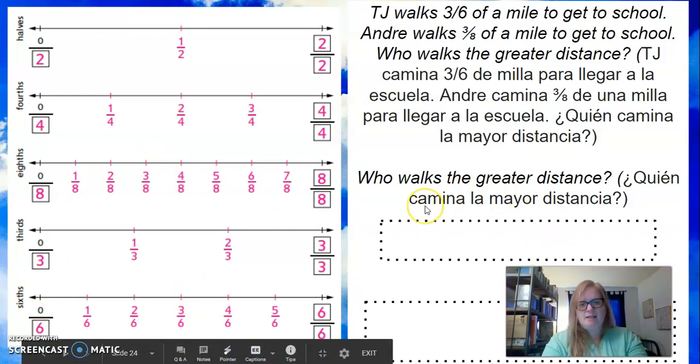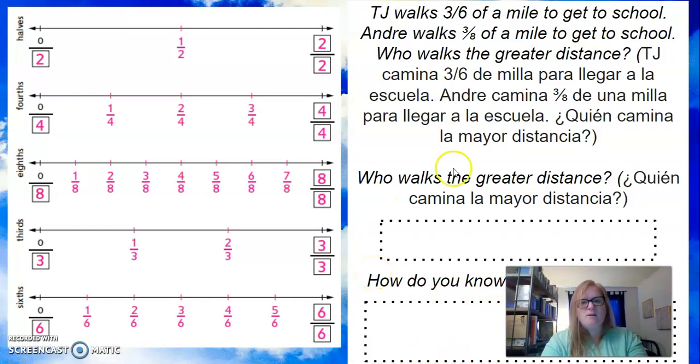And put your answer right here. How do you know that blank walks the greater distance? Okay.